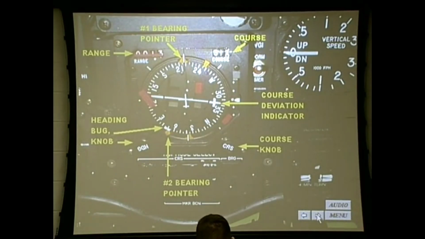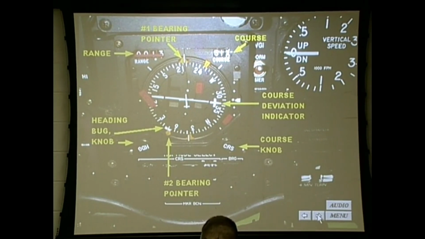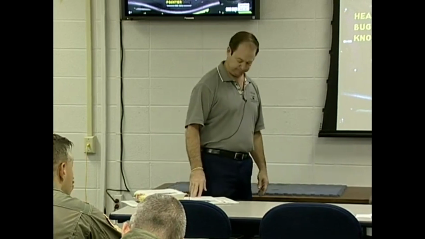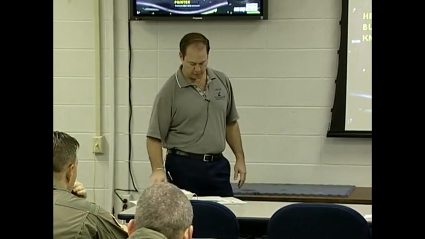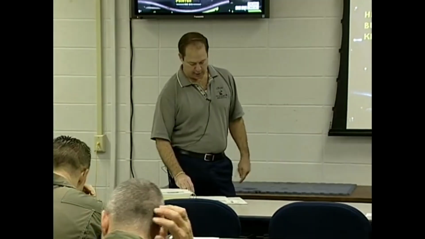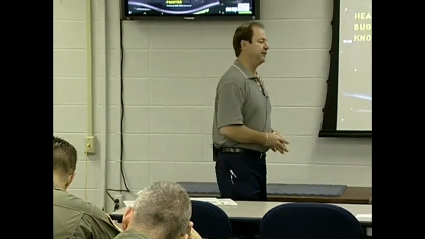And now we're going to get into everything as we go along. Each indicator can display the following: helicopter present heading, position relative to a selected course or bearing, position relative to a glide slope localizer during instrument ILS, and it controls the heading select feature.